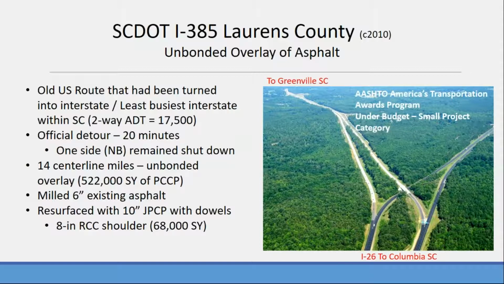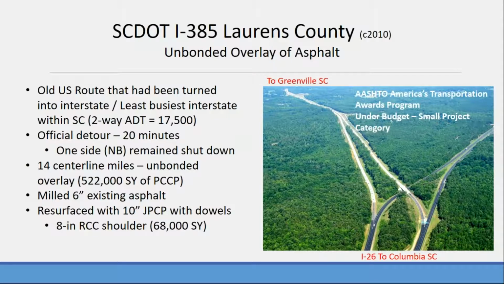There was a detour, as you can see here on this picture, that would not allow traffic coming from the Columbia area to Greenville. It totally eliminated all of that northbound traffic and made them stay on I-26 instead of turning off on 385. That detour was about a 20-minute detour, and it kept that northbound lane shut down during the entire construction. So they allowed southbound traffic on one side while they were working on the other.